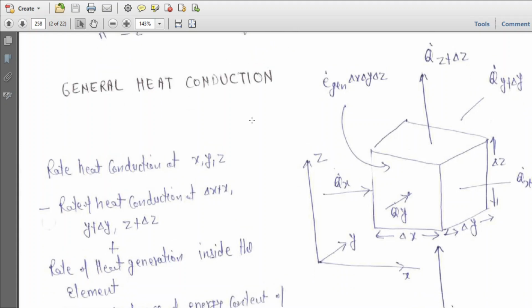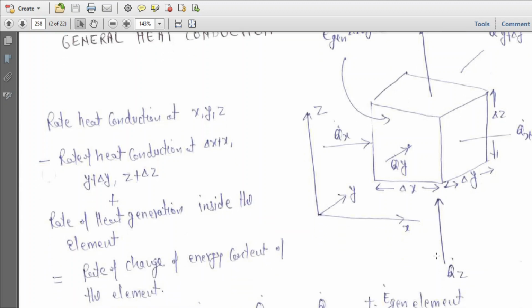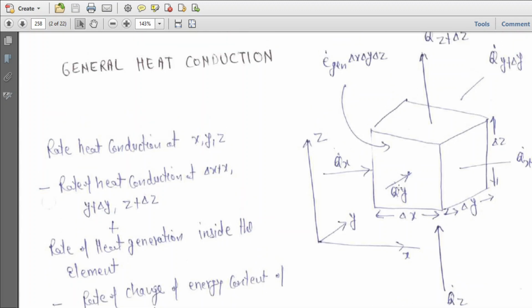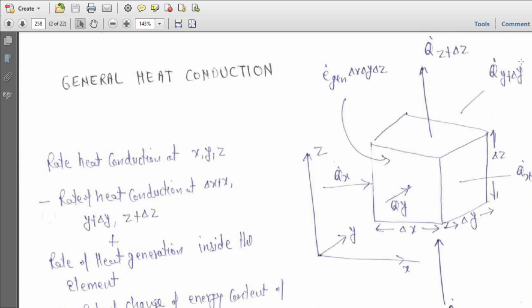General conduction in the case of a solid block: you have a block whose differential dimensions are delta x, delta y, delta z. Heat conduction coming in here is q dot x, leaving here q dot x plus delta x. Here is q dot z plus delta z. This side is q z. Here coming in is q dot y, and leaving here is q dot y plus delta y. Energy generated within the material is E dot generation into delta x, delta y, delta z.